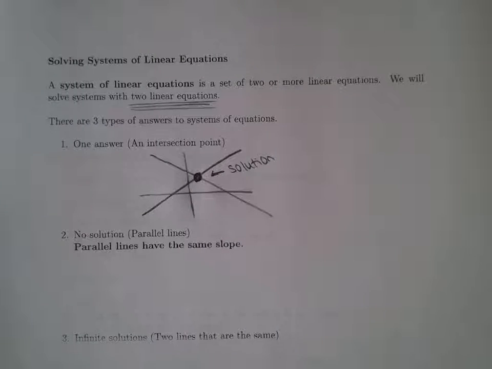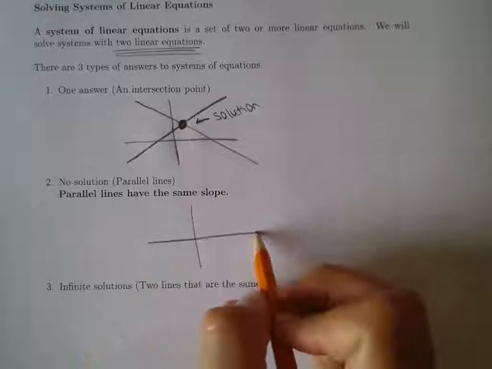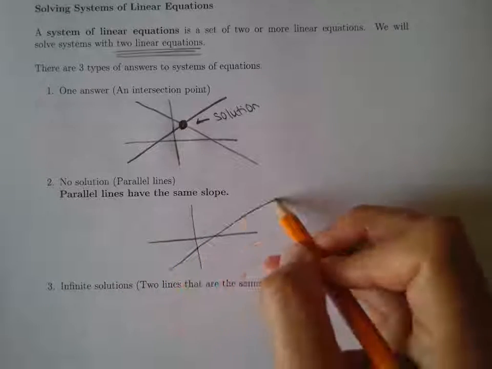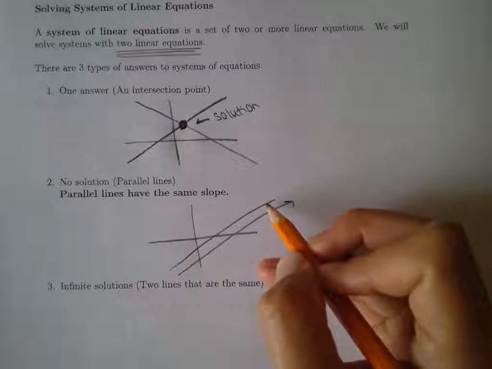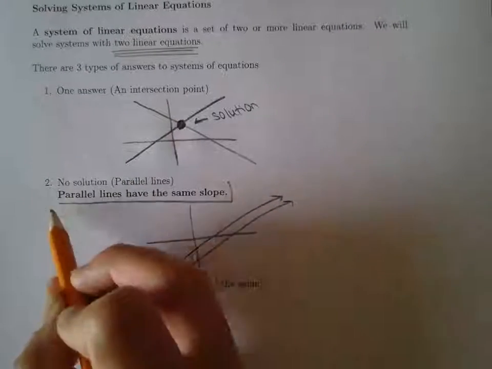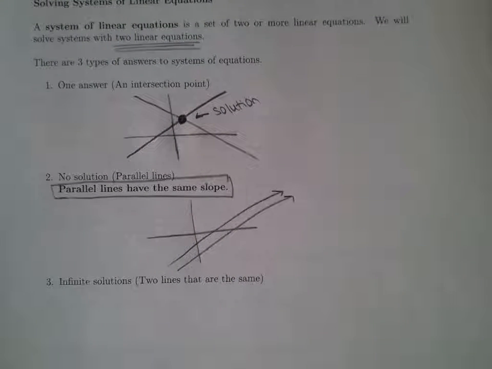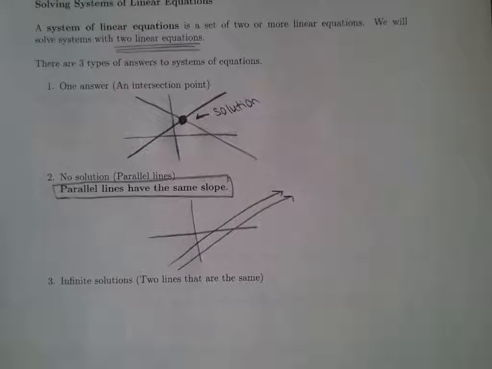Number 2, you have no solution. So we might be given something like this. Here's a line, here's a line. If you have two lines with the same slope, that means they're parallel. So parallel lines have the same slope. They don't have an intersection point, which you can see. So this would be no solution.